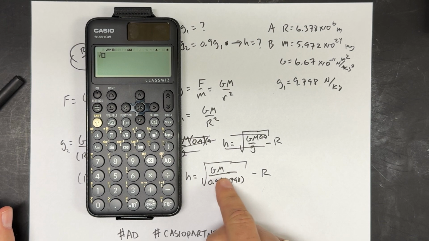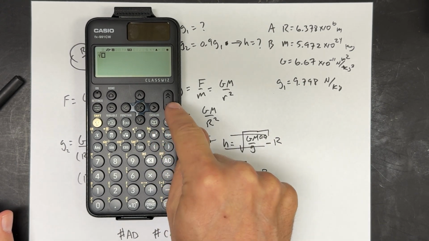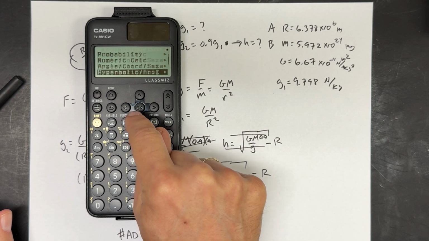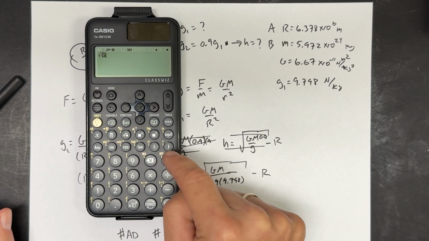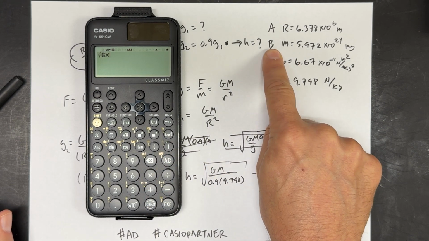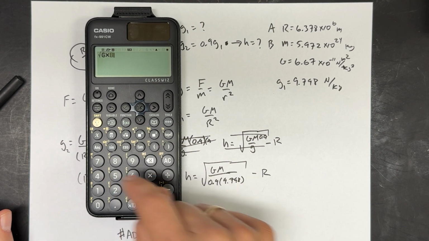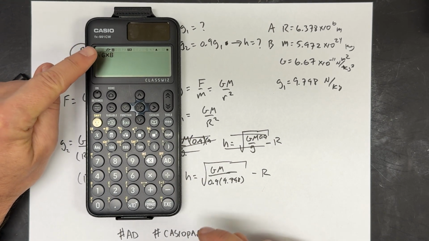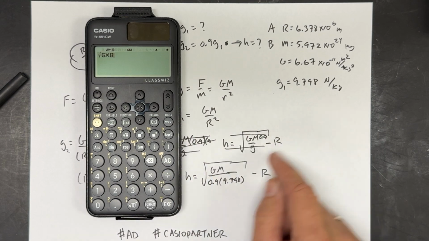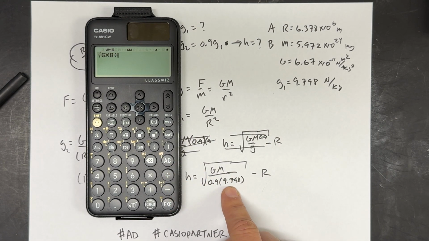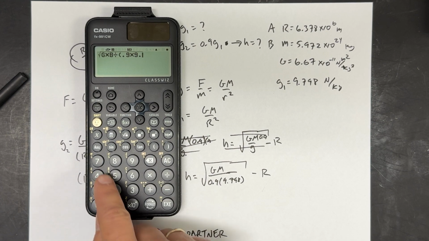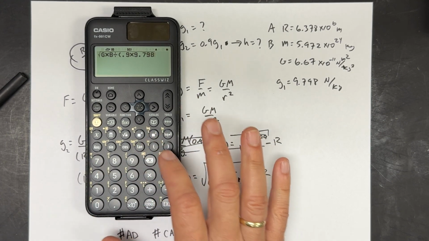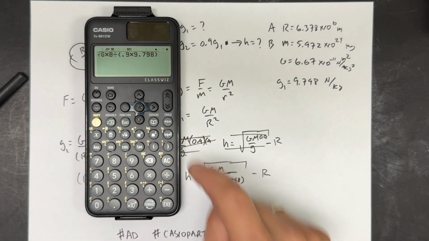Now I need G times M. So G times M, again, we can go to catalog, scientific constants, universal G, and then multiply that by M, which I called B. So it's going to be times B. You'll notice that the square root extends over that. That's what I want. Now I'm going to divide that by, I have two things I'm going to divide by, so I need parentheses. So parentheses, 0.9 times 9.798, close parentheses. All of that's still in the square root.